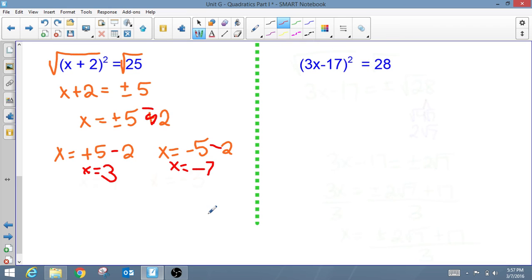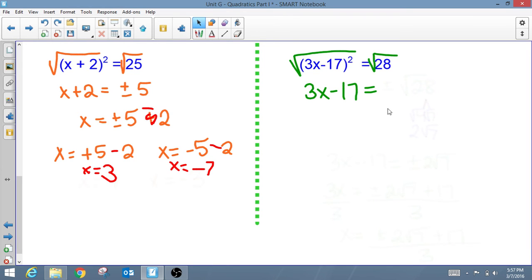Now let's do one more together. Over here we have 3x minus 17 all squared equals 28. So if we look at this side, we need to take the square root first. Once we take the square root, we'll have 3x minus 17 equals, we can't take the square root of 28, so we have plus and minus the square root of 28. Although we can't take the square root of 28, we can simplify this. What are two factors of 28? 4 times 7 is 28.